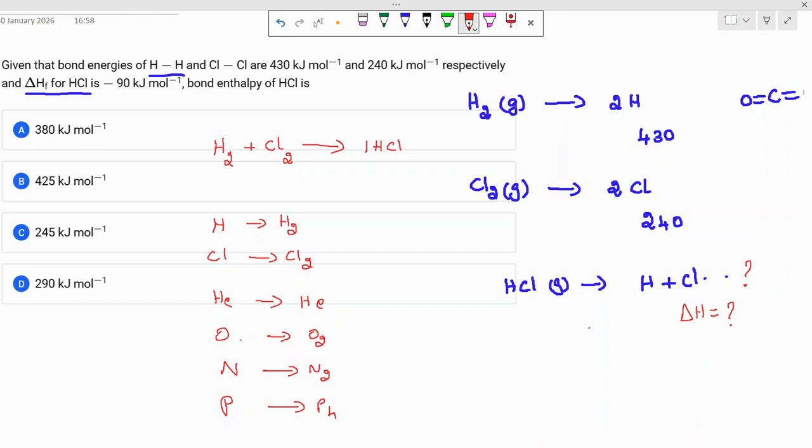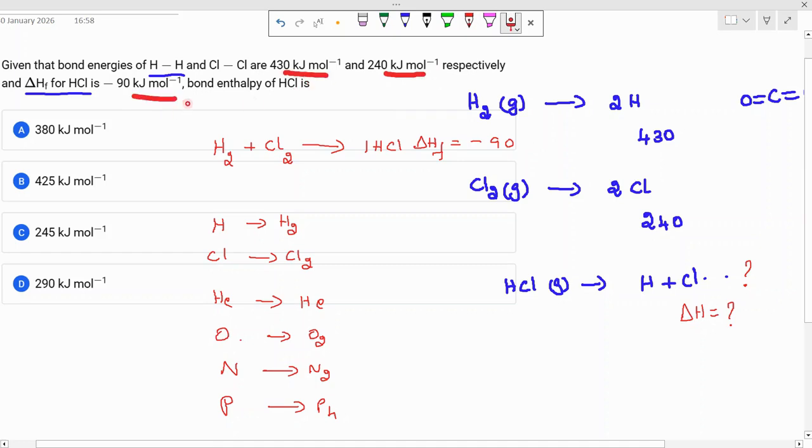So hydrogen cannot exist in the monatomic state, it can exist only in the diatomic state. For H2, Cl2 and HCl, they have given the formation enthalpy, right? The enthalpy change for this reaction can be considered as a formation enthalpy, 90 kilojoule per mole. Please look at the unit.